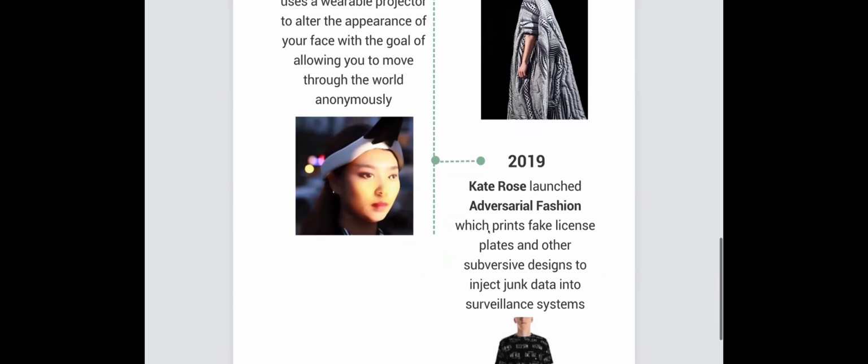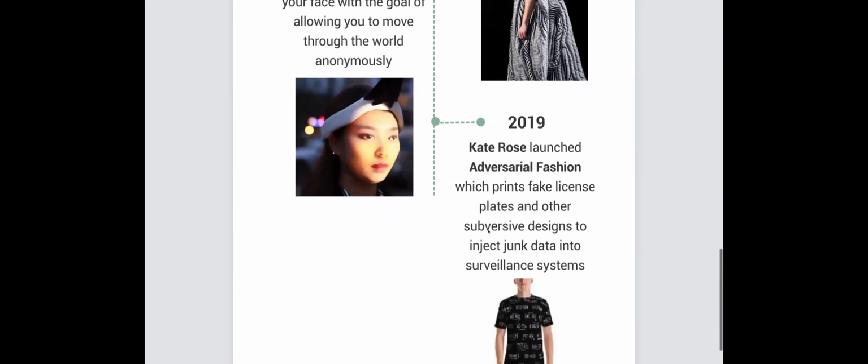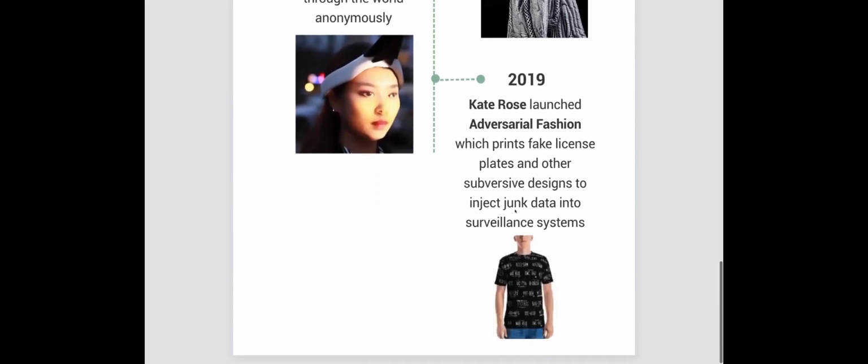In 2019, Kate Rose launched Adversarial Fashion, and you can actually obtain these shirts. They're in print, I checked. It basically has a bunch of fake license plate numbers on the clothing that get picked up by surveillance cams, and basically inserts junk data into these surveillance systems.